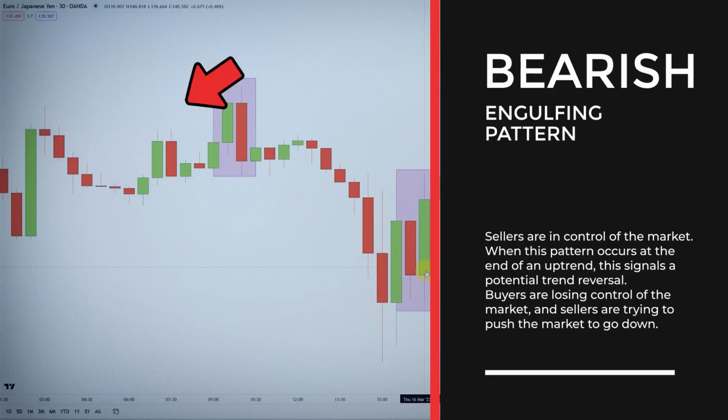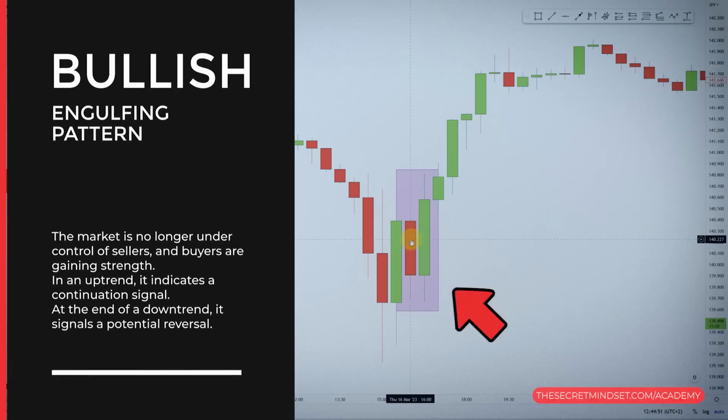The bullish engulfing bar tells us that the market is no longer under the control of sellers, and buyers are gaining strength. When a bullish engulfing candle forms in the context of an uptrend, it indicates a continuation signal. When a bullish engulfing candle forms at the end of a downtrend, it signals a potential reversal.